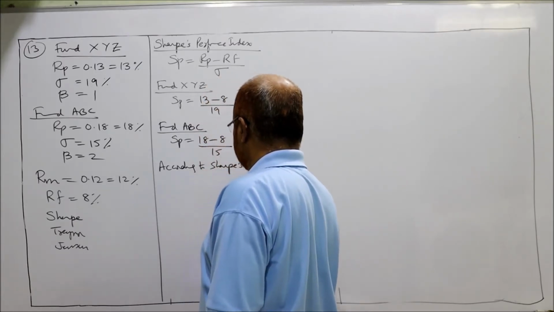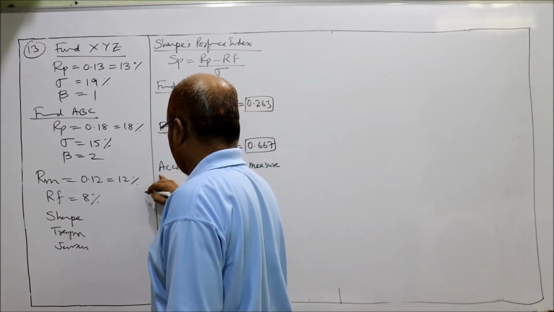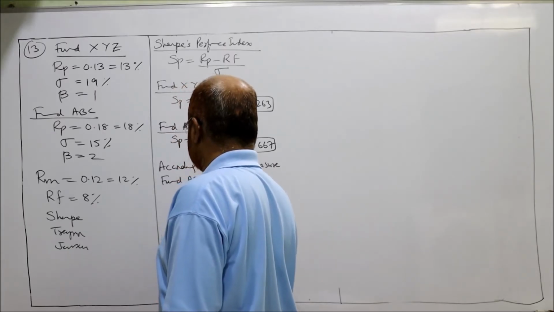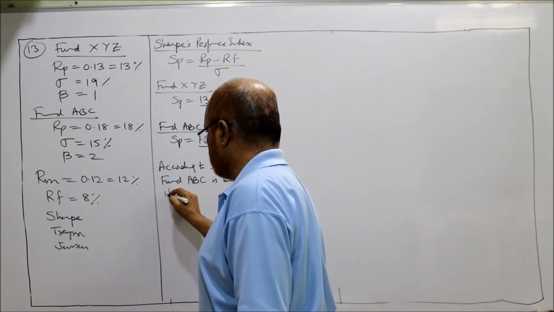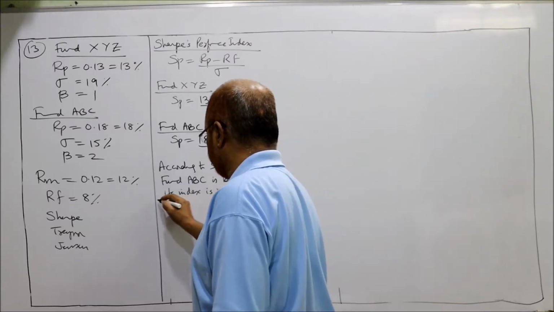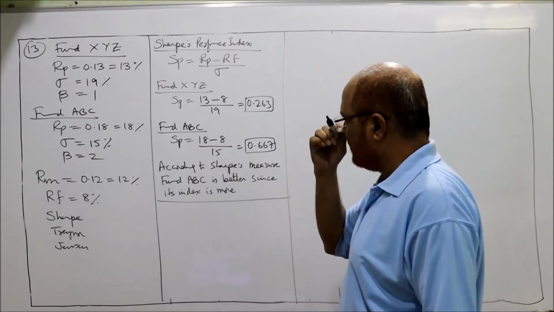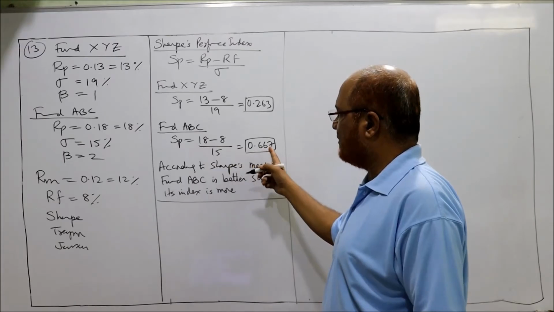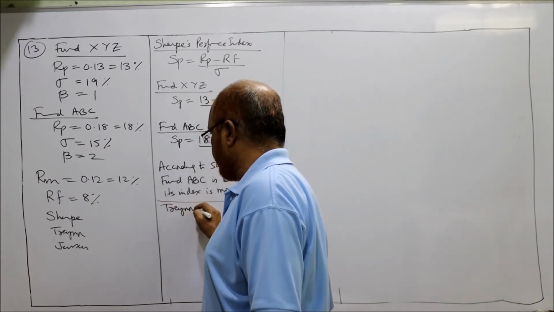According to Sharpe's measure, portfolio fund ABC is better, since its index is more. Chaliye, one measure we have completed, that is Sharpe's measure. We have given the conclusion. According to Sharpe's measure, fund ABC is better because it has a higher index value. Now Treynor's.